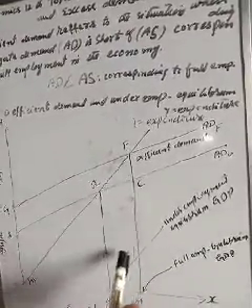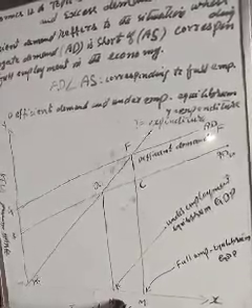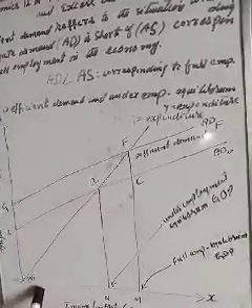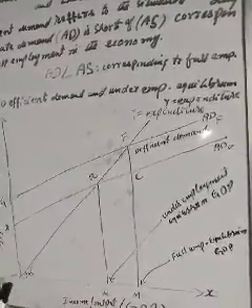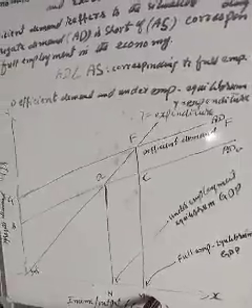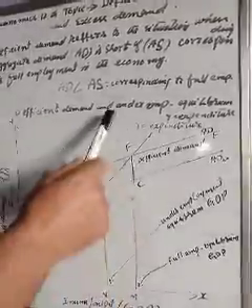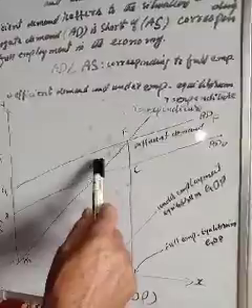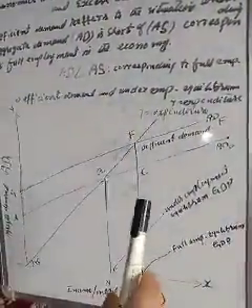And ON is the equilibrium output corresponding to the underemployment equilibrium. OM is the equilibrium output corresponding to full employment. Up to this it is underemployment equilibrium, and at point F it is full employment equilibrium.